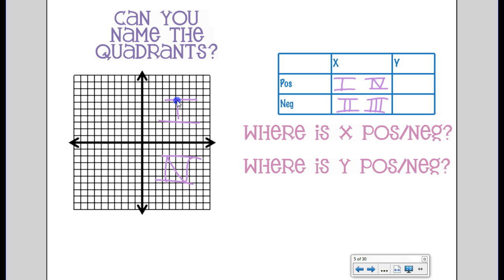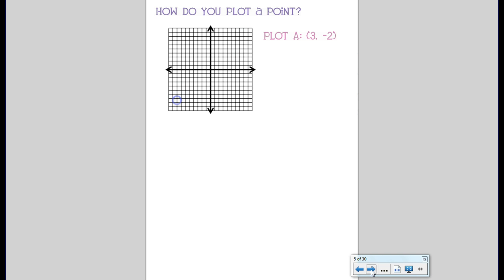Chris, where is Y positive? It's all of this. This is where Y is positive. Which ones are those, Chris? 1 and 2. And Betty, where's Y negative? 3 and 4. Alright. So we named them.